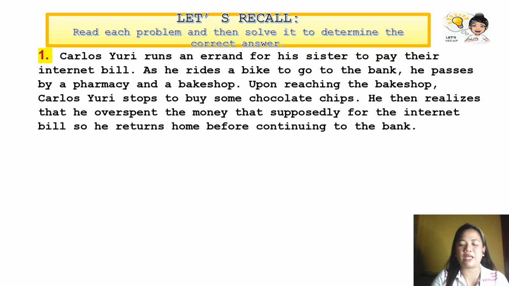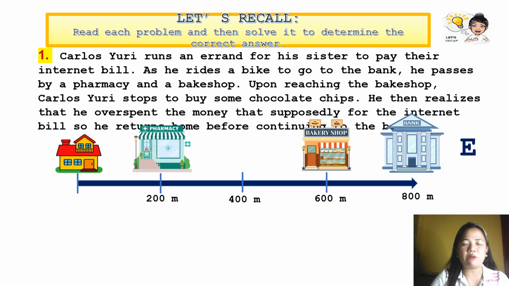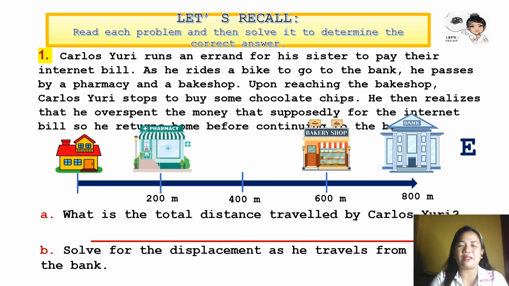Okay, so let's analyze the scenario. Our main character here in our example is no other than Carlos Yuri. Si Carlos Yuri is nautusan ng kanyang sister to pay the internet bill in the bank. Pero nagkaroon siya ng mga stopover before pa siya nakabayad. So let's analyze. At the end of this scenario, kailangan makuha natin yung total distance traveled by Carlos Yuri and the total displacement.